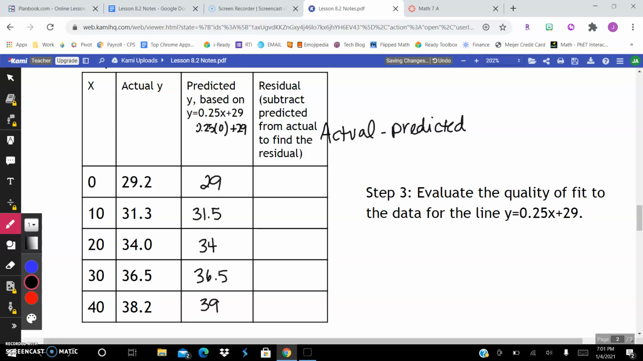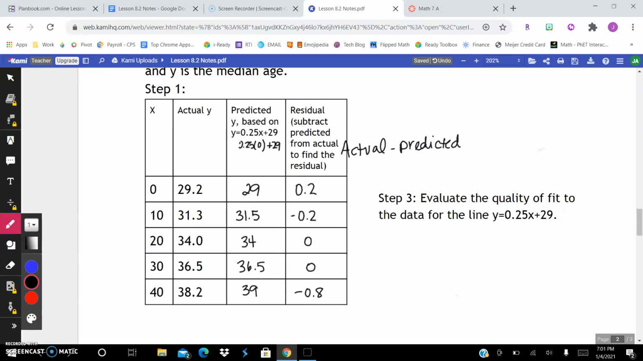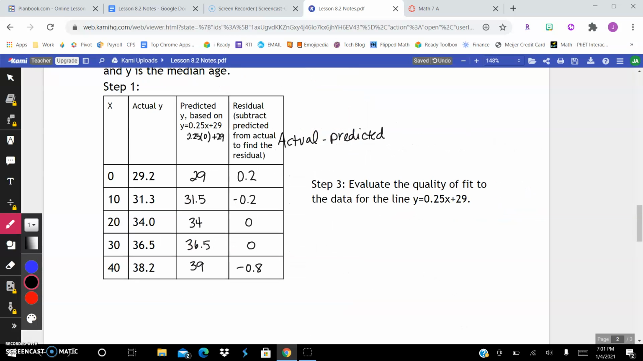So we want 29.2 minus 29. So that would give us 0.2. 31.3 minus 31.5, that would be negative 0.2. 34 minus 34 is 0, and 36.5 minus 36.5 is also 0. And then we have 38.2 minus 39, and that would give us negative 0.8. So those are our residuals. Those are how far away from our line those actual dots are.